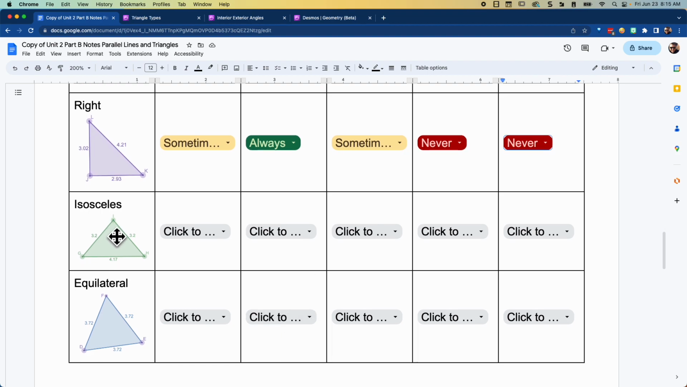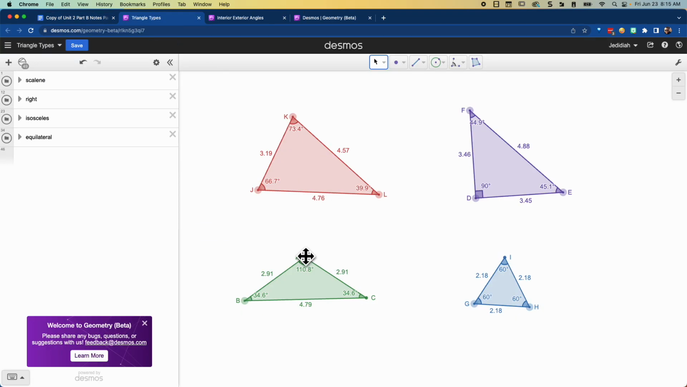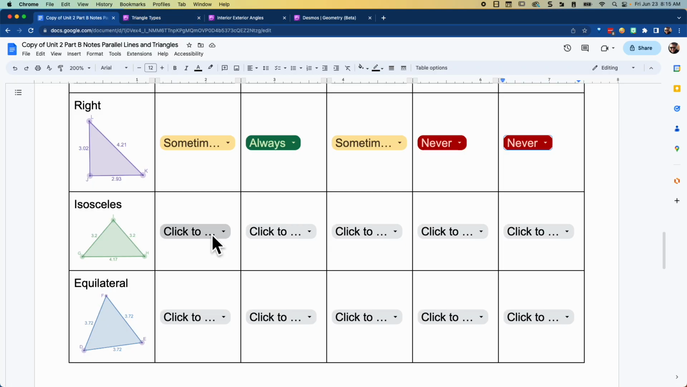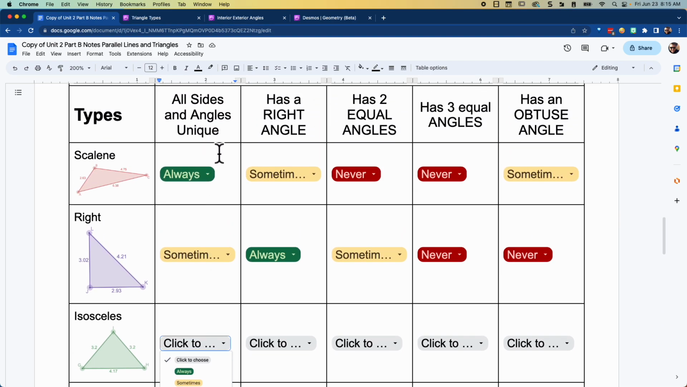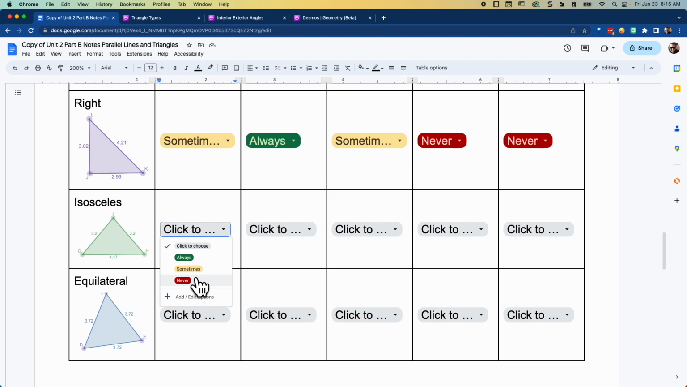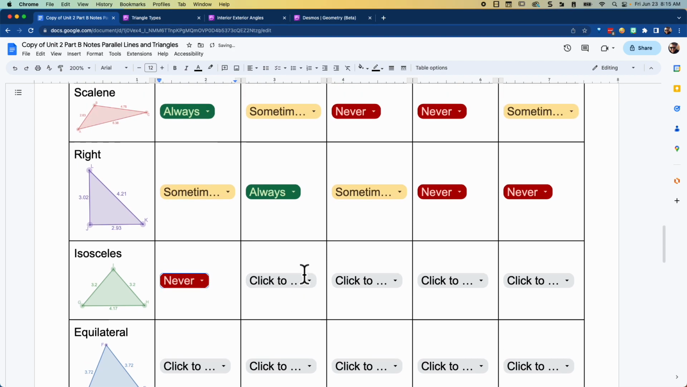All right, now let's look at isosceles. And what do isosceles triangles do? For this one, I noticed that as I move this triangle around, it has this symmetry to it, where these two angles are always the same and these two sides are always the same. So no matter how I move this around, it's got that interesting symmetry to it. Okay, so will it have all sides and angles unique? No, it won't, because you're going to have matching pairs.